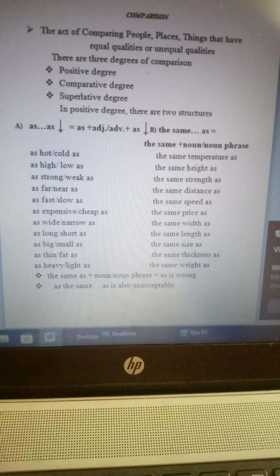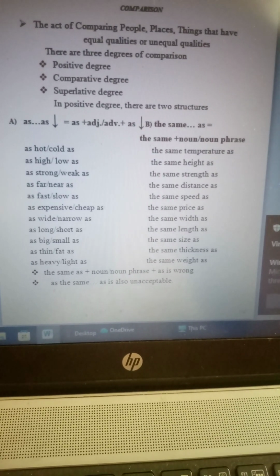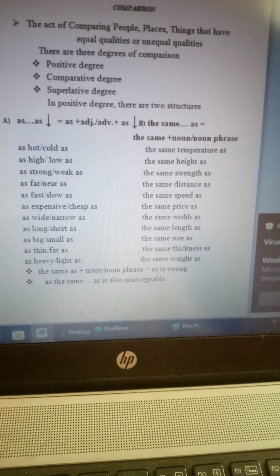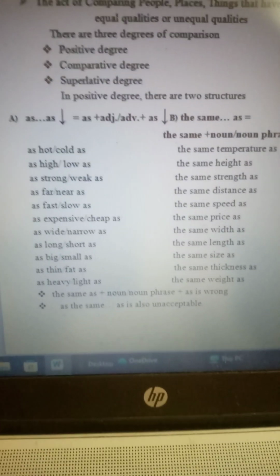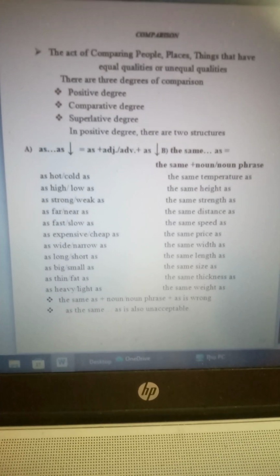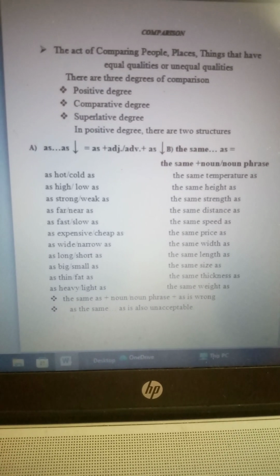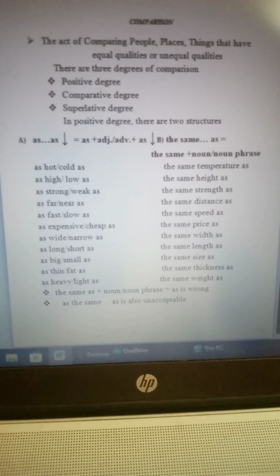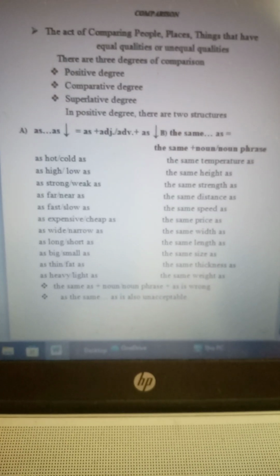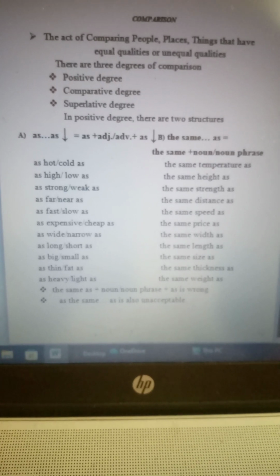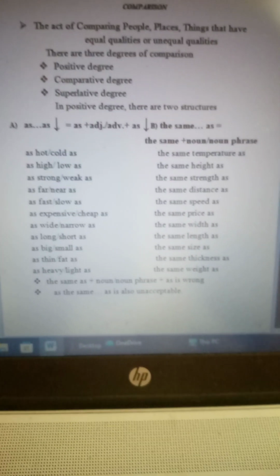as expensive or as cheap as, as wide or as narrow as, as long or as short as, as big or as small as, as thin or as fat as, as heavy or as light as. These represent the first form or the first structure of the positive degree.